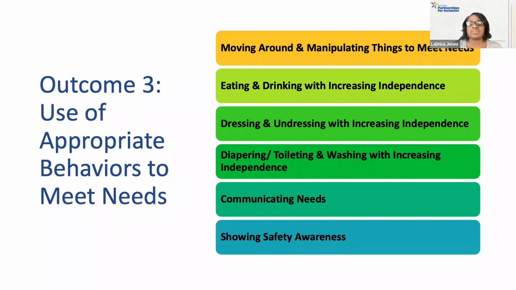The sixth one is showing safety awareness. Children should be able to know how to avoid danger, such as putting things in their mouth that should not be there, touching a hot stove, following safety rules across settings and situations.